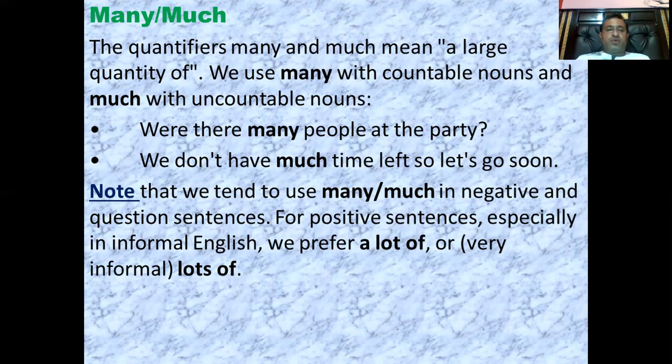And you need to note one thing: we tend to use many and much in negative and question sentences. For positive sentences, especially in informal English, we prefer a lot of, or very informally, lots of. So many is used with countable and much is used with uncountable nouns.